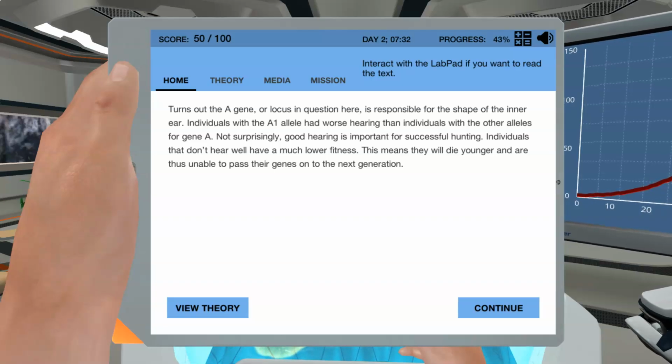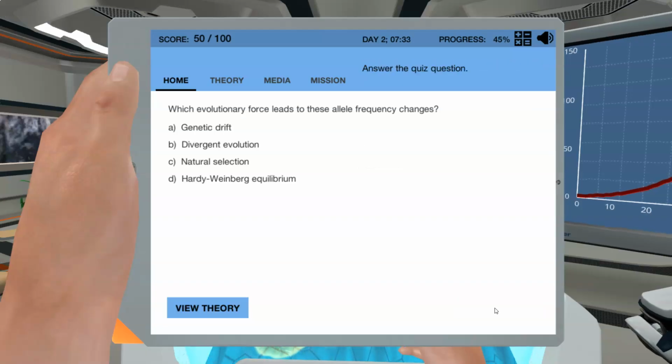Not surprisingly, good hearing is important for successful hunting. Individuals that don't hear well have a much lower fitness. This means they will die younger and are thus unable to pass their genes on to the next generation. Which evolutionary force leads to these allele frequency changes?